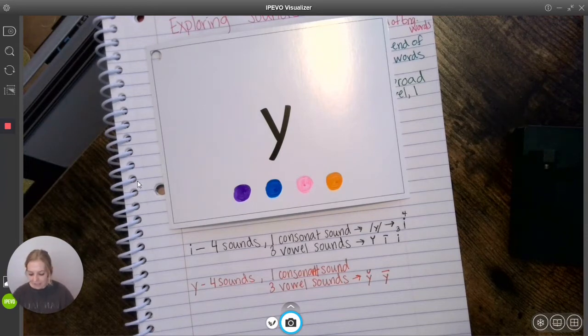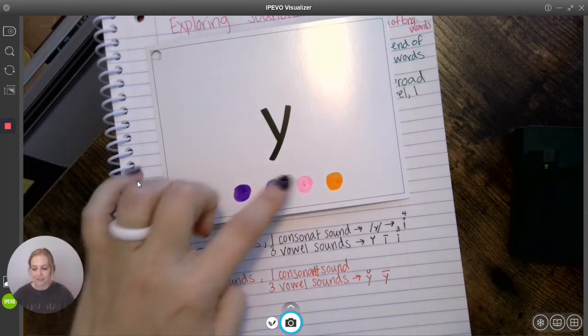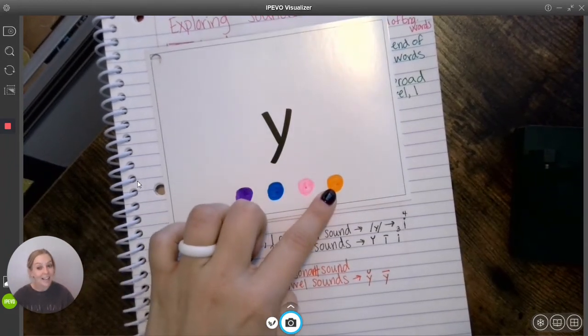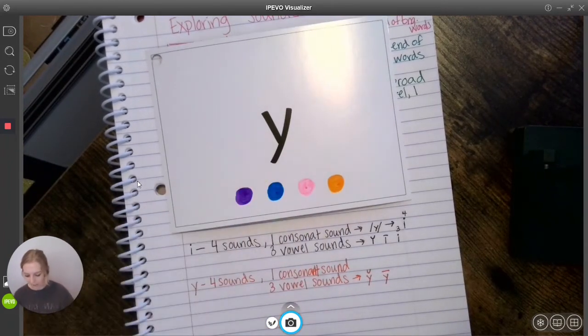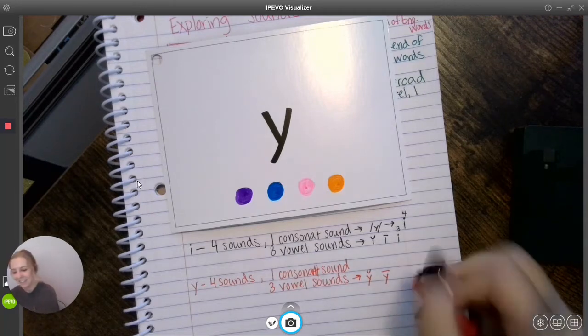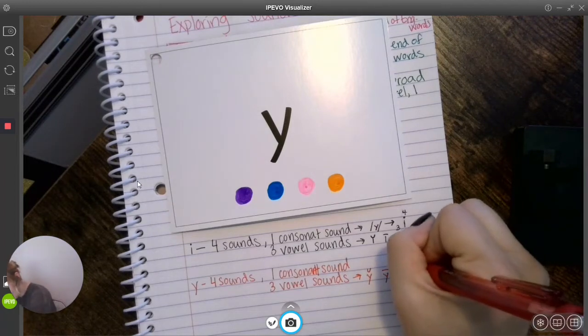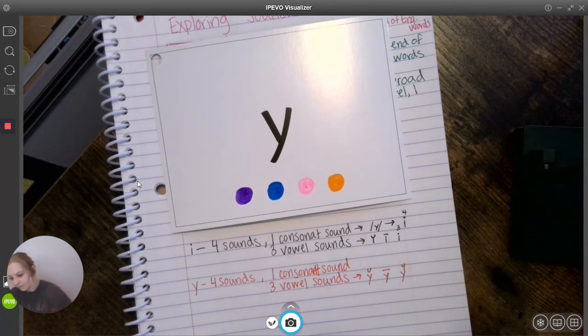And what is the fourth sound of Y, I, E? Y, I, E. Good job. We're going to mark this one how? If it's the fourth sound, how do you think we're going to do it? We're going to draw the Y, and then we're going to put a 4 over it. Good job.